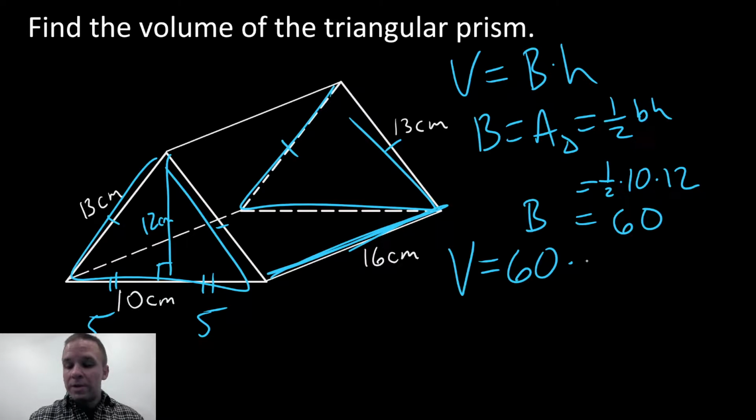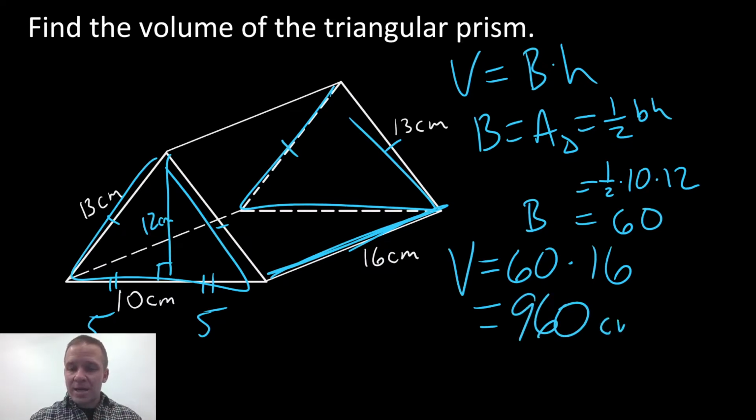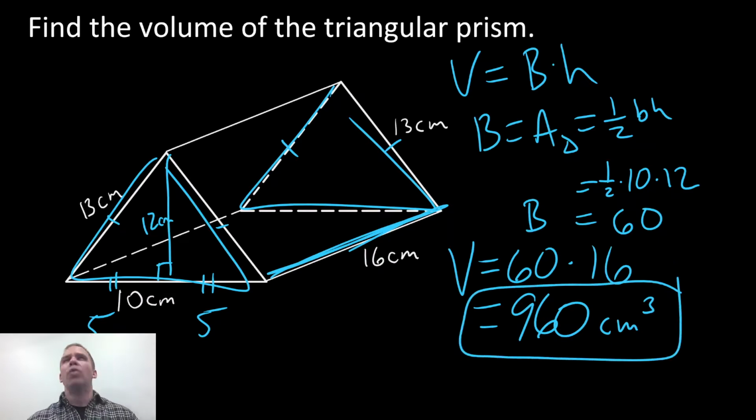So I'm going to multiply 60 by 16, and that's going to end up giving me, well, 16 times 6 is 96. Pop another 0 on there. It's going to be 960 centimeters cubed for the volume of this triangular prism.